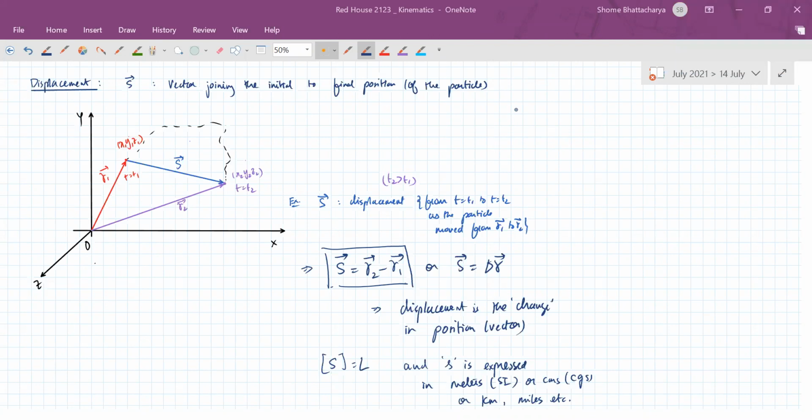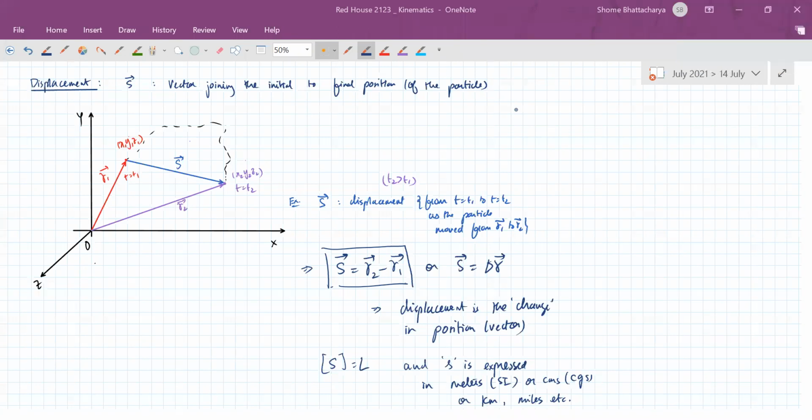Yes, sir. Had it started from my origin, then R1 would be zero. In that case, R2 would have been the displacement. But here I'm assuming that at time t1, it started from not the origin, somewhere else. It started from that point x1, y1, z1. And by the time I'm coming to time t2, it's reached this other point, which is x2, y2, z2. So in that case, you can see now what the displacement is.